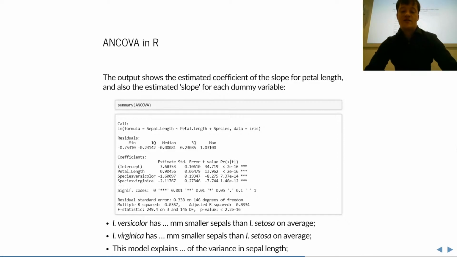Okay, how much variance does this model explain in sepal length? Yeah, so this is, if you round it, 83.7%. Yeah, that's just, again, R squared. Works the same for multiple linear regression, works the same for Ancova.